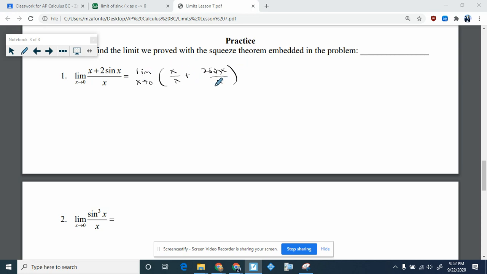So now why did I do that? Well, because now I have a limit of a sum. And the limit of a sum is the sum of the limits. So I can write this as the limit as x goes to 0 of the first part of this sum, but x over x, last time I checked, that's 1. Plus the second part of this sum, oh, by the way, this 2 can get moved through this second limit. So it'd be 2 times the limit of sine x over x as x goes to 0.